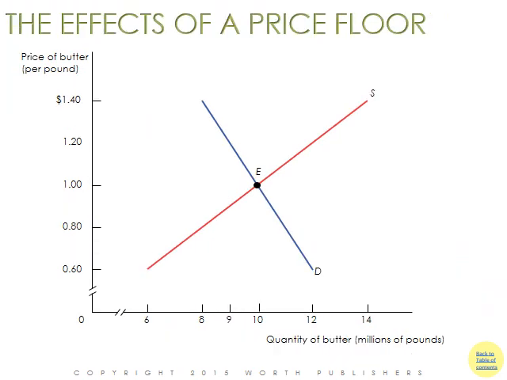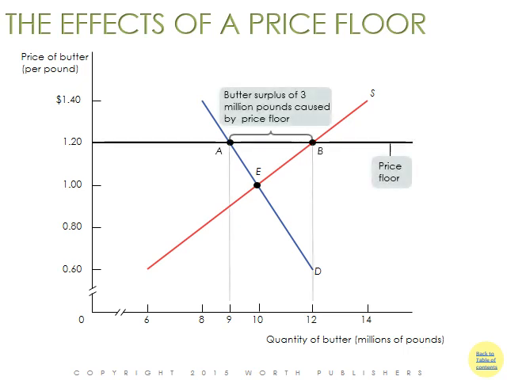Okay, now if the government imposes a price floor in this market, what does that mean? It means that this price floor is the minimum price that buyers have to pay. So what it does is it artificially keeps the price of butter or milk high. And when the government does this at this price of $1.20, the quantity demanded from the demand curve is 9 million. The quantity supplied from the supply.